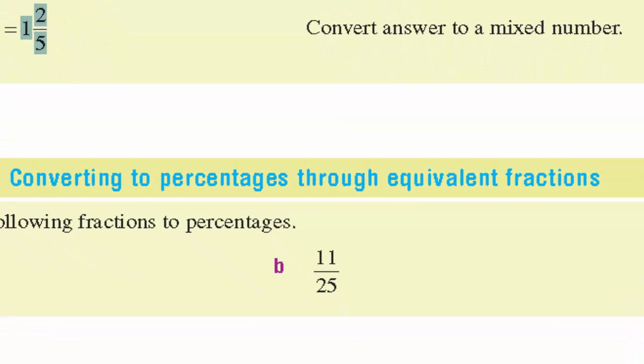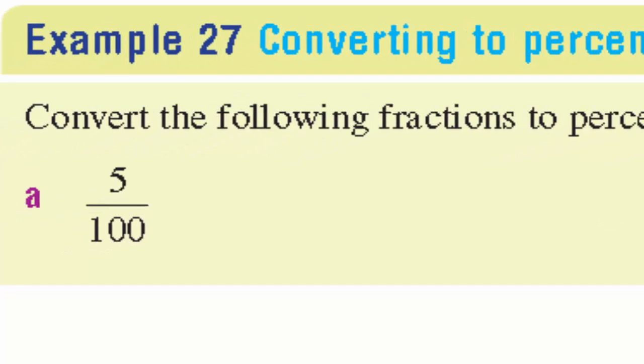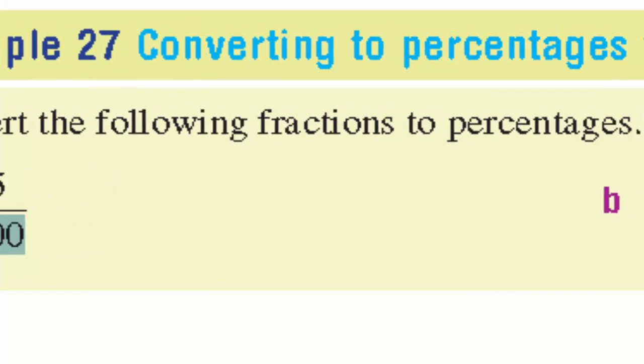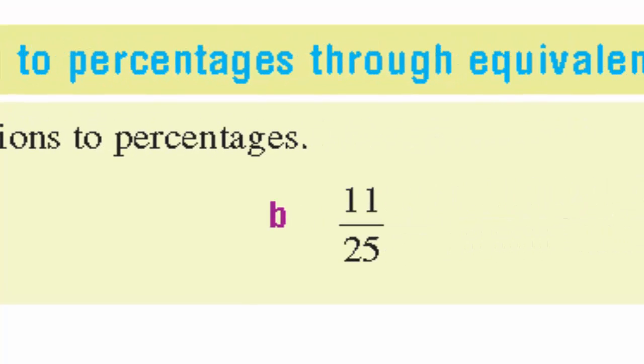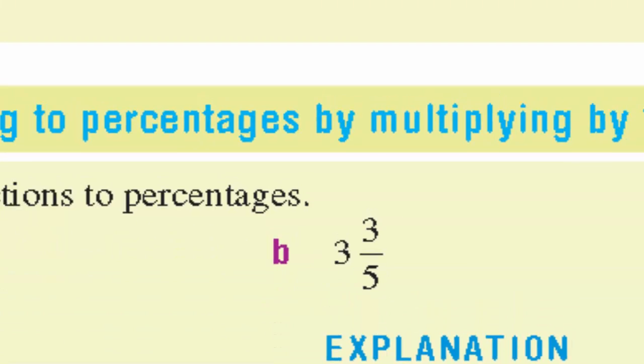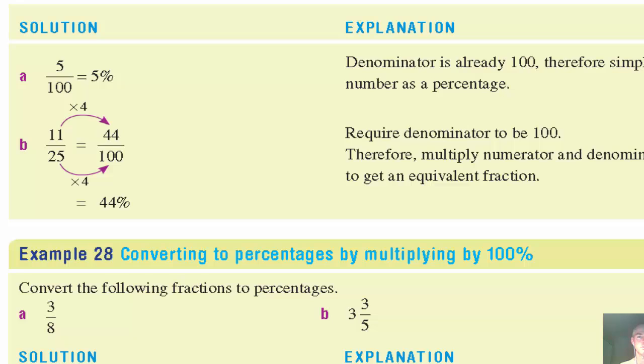Converting to percentages through equivalent fractions. So using this basic fraction and then changing that to a percent. We're looking for things with a denominator of 100. This first one looks pretty easy, already has 100 underneath. This next one has 25, so we'll need to change that. This moves us to page 224, and here's their solution.